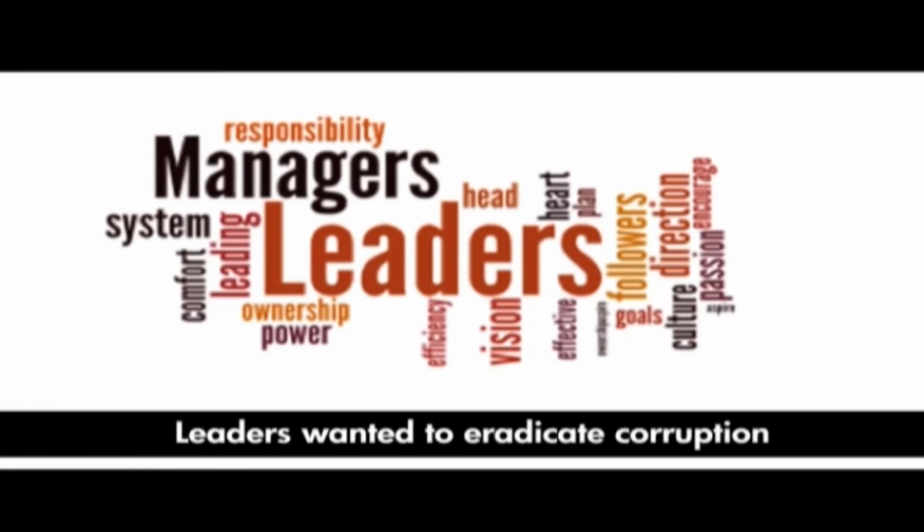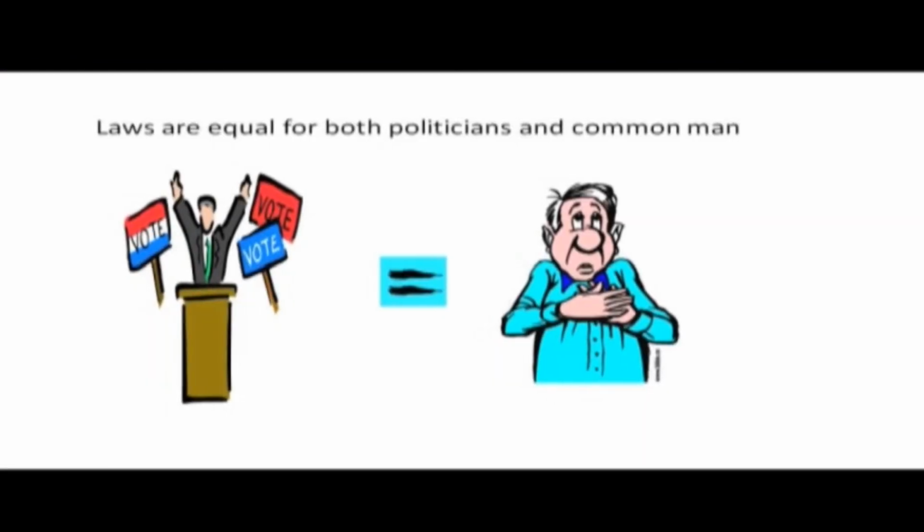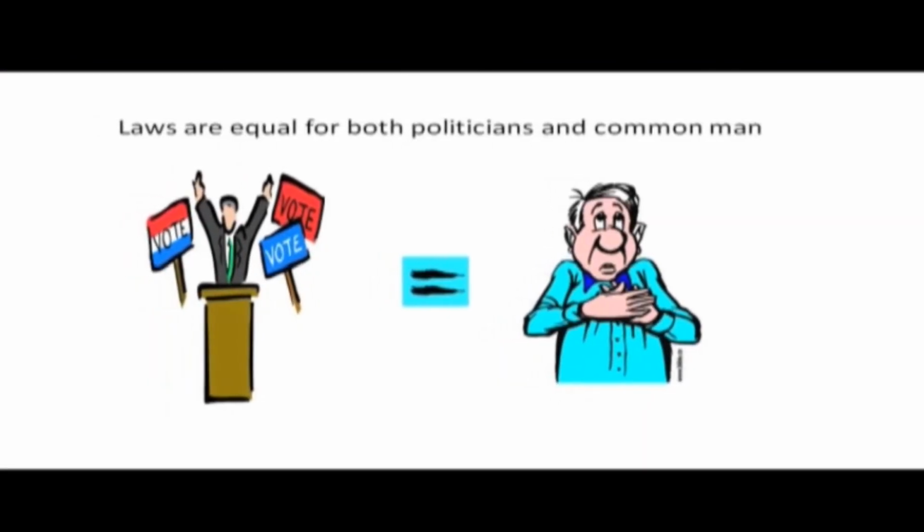Remedial measures to fight corruption. Corruption is like cancer which needs immediate cure. Many leaders wanted to eradicate corruption, but nothing was changed. Later, it is they themselves who become highly corrupt. Laws should be made equal for both politicians and the common man. The role politicians play should be reduced in executing these laws.